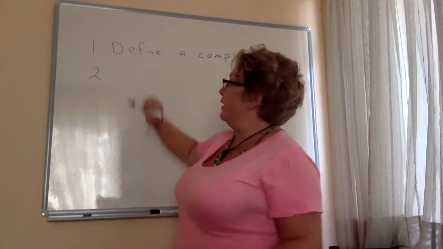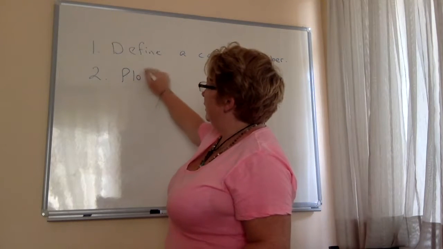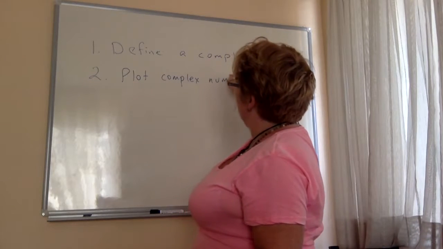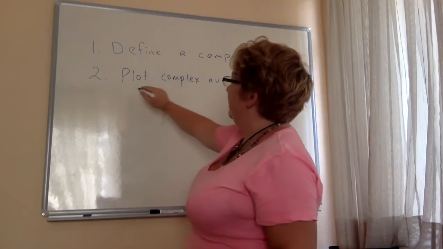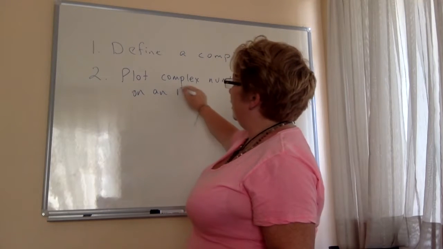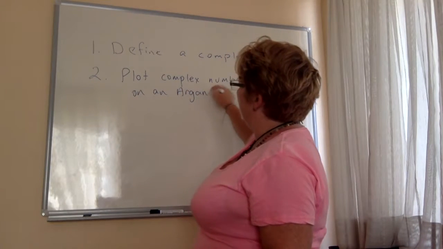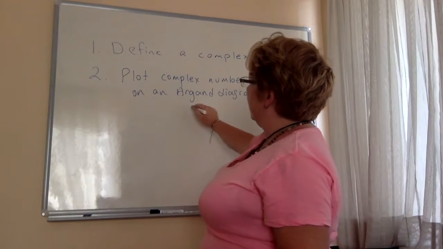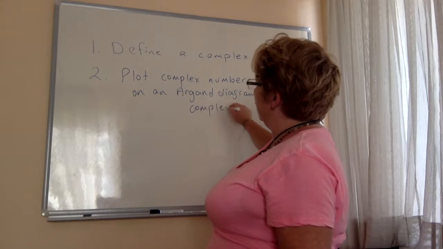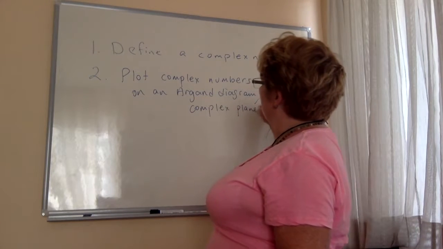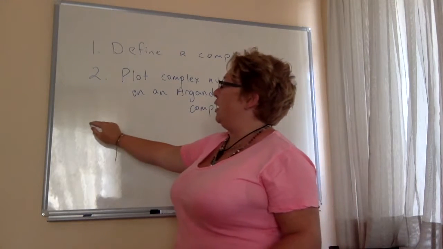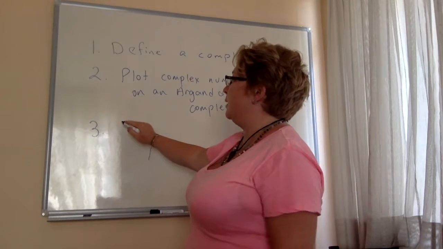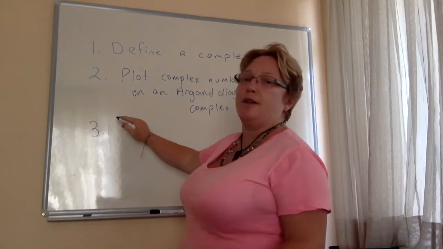our second objective is to plot complex numbers on what is called an Argand diagram, or, in other words, the complex plane. And our third objective is to work with complex numbers and the conjugate of a complex number.